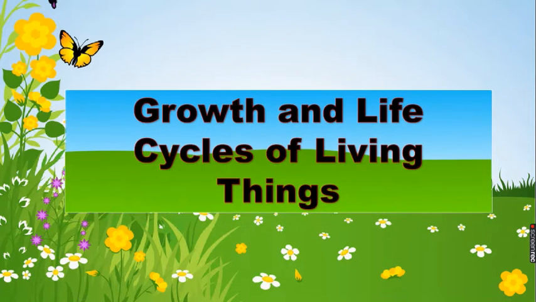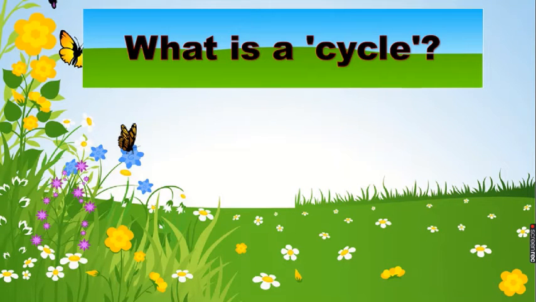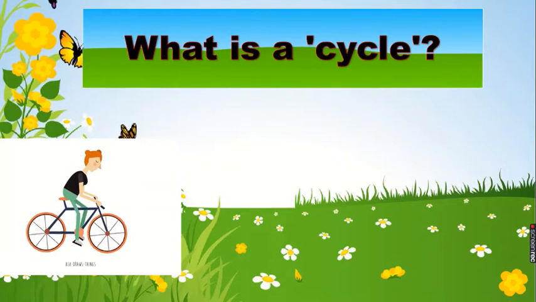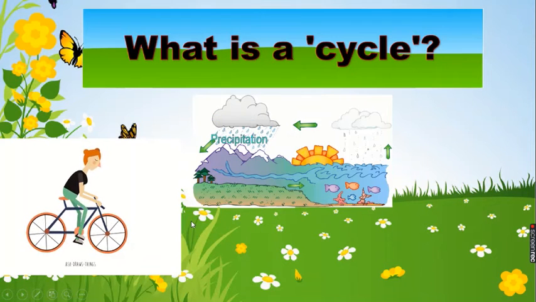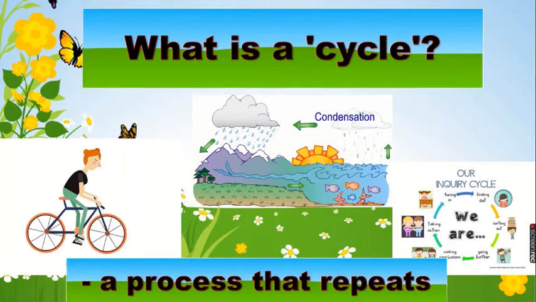Now, for today, yes, we are inquiring about growth and life cycles of living things. And let's quickly review the meaning of a cycle. It's something related to a bicycle that goes round and round. Here is an example of a water cycle, because our water is also a cycle. From the ground, it goes up to the sky, it evaporates, it condenses, it goes down again, and then it just turns into a cycle. And also just like our inquiry cycle. And what does it mean? Well, a cycle is a process that repeats again and again and again.